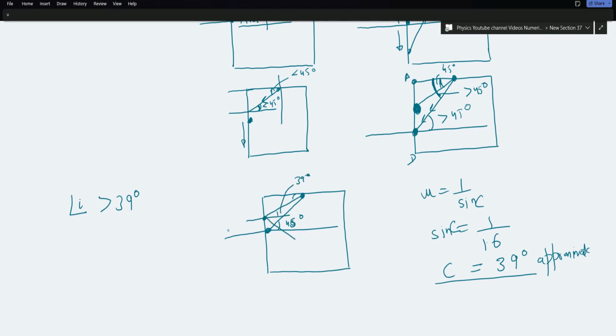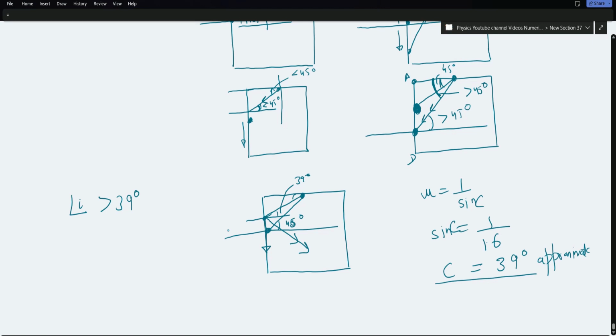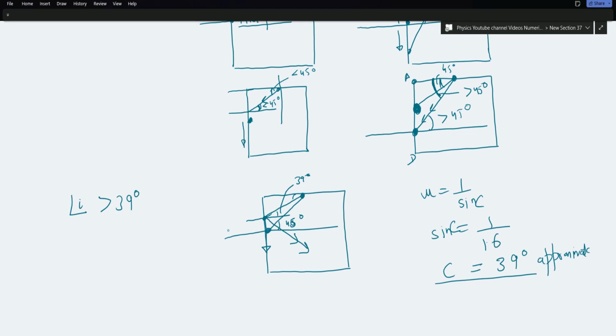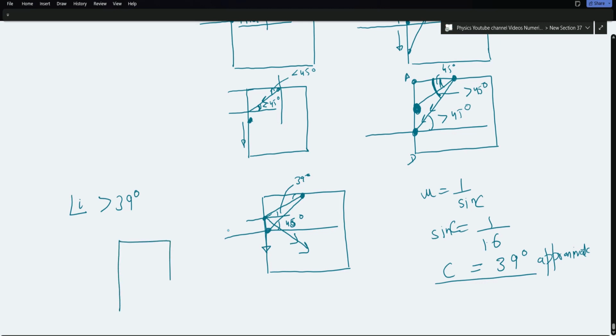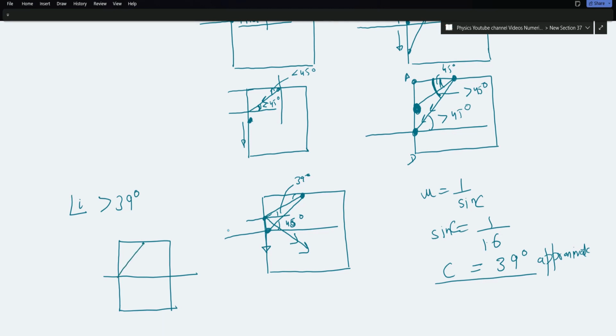This particular ray will graze at 39 degrees. I have already explained the concept of grazing. The moment you cross beyond 39 degrees, the ray will start coming back, so a total internal reflection will happen. If the angles are less than 39 degrees, the ray will emerge out. So this is what will happen. If this is your point, this is 45 degrees, and 39 degrees is getting created here, the smaller angle you can see.